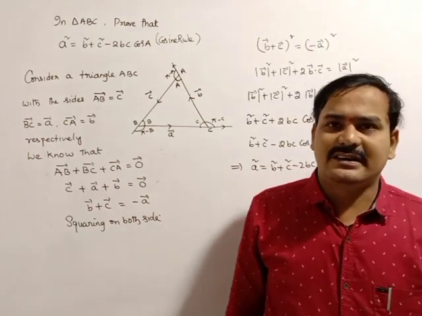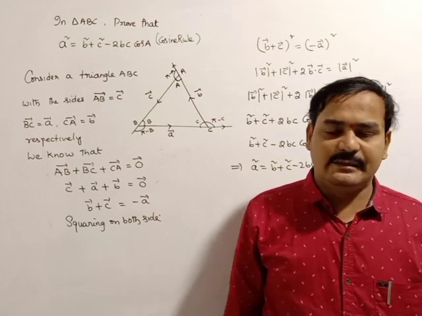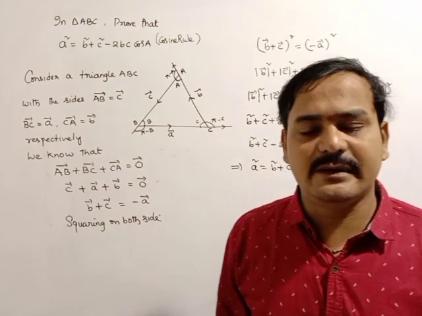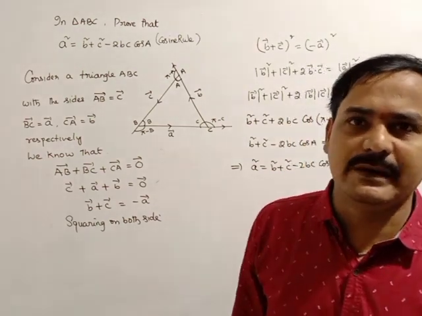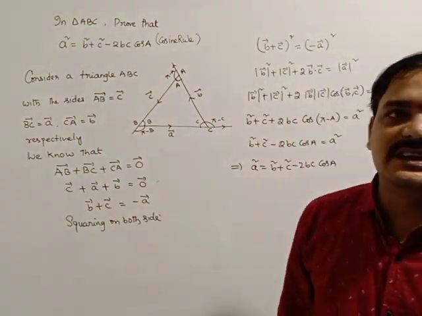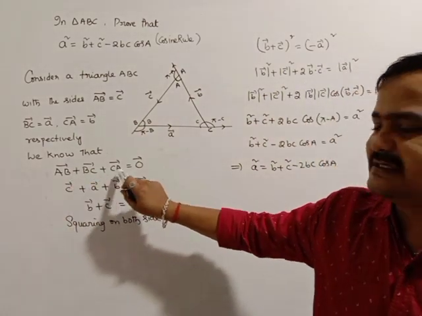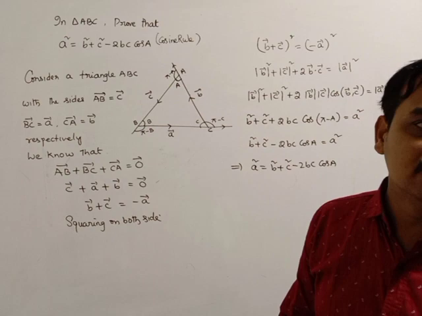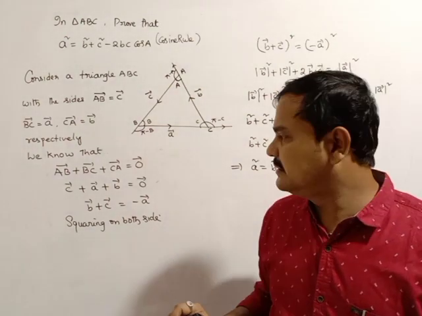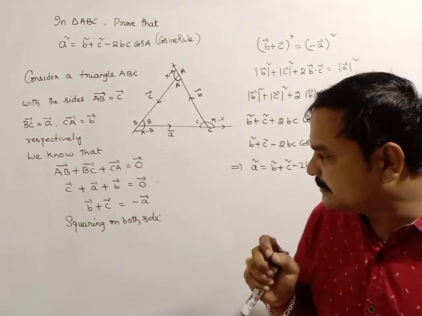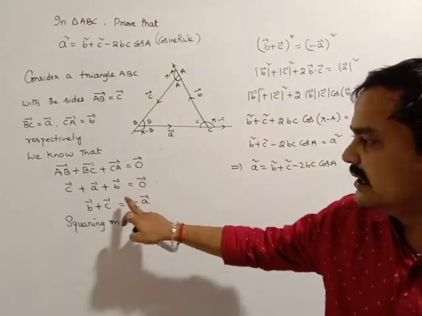For that purpose, I consider a triangle ABC with sides AB bar equal to C bar, BC bar equal to A bar, CA bar equal to B bar. The sum of the sides of any polygon is the zero vector. So AB bar plus BC bar plus CA bar is equal to 0 bar. So C bar plus A bar plus B bar is equal to 0 bar. So B bar plus C bar is equal to minus A bar.